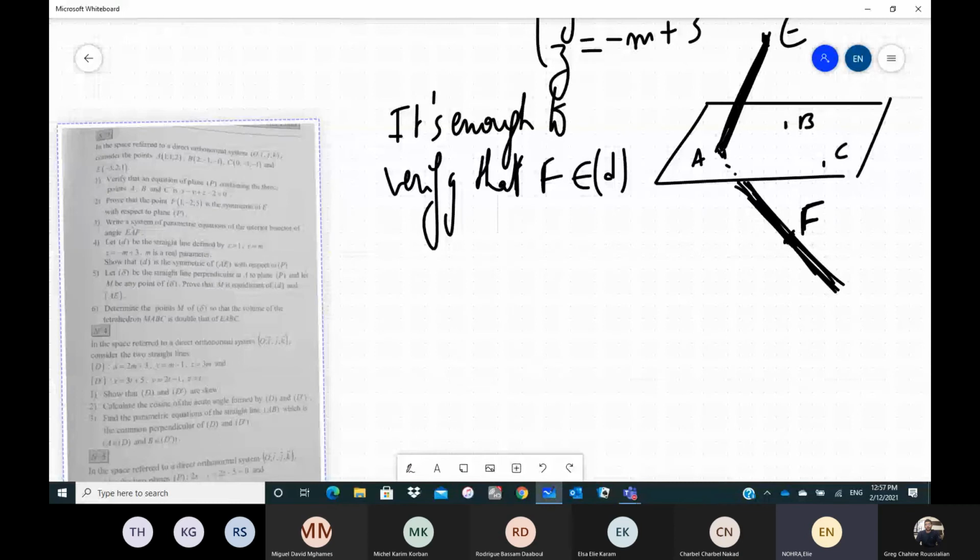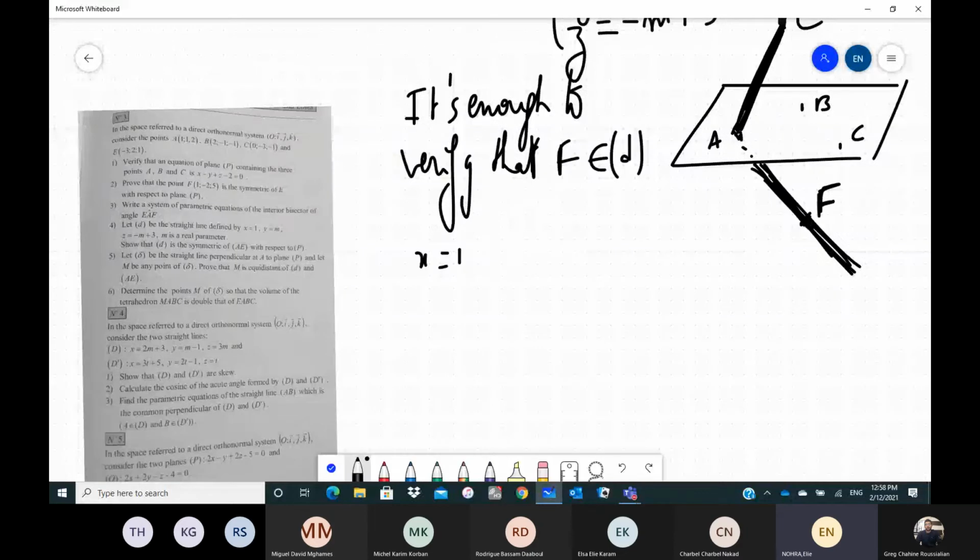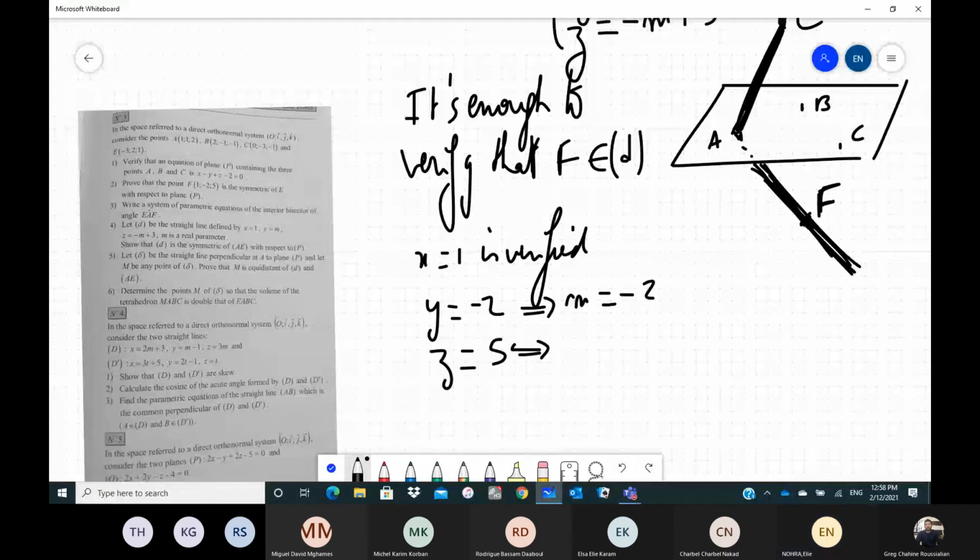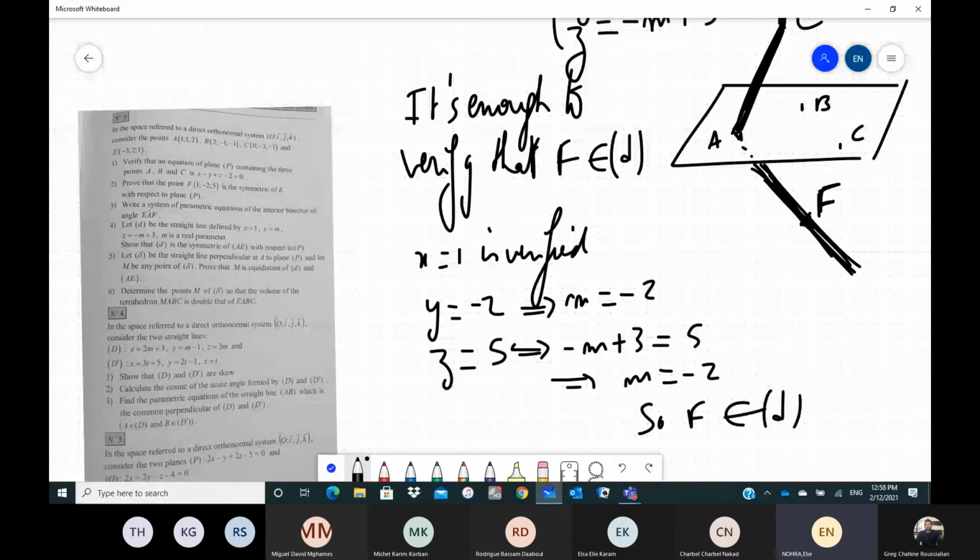F is given and the line D is given. Let's see: for X equals 1 it is verified, right? Now Y equals minus 2 gives M equals minus 2. Z equals 5 gives minus M plus 3 equals 5, so M equals minus 2, which is the same. Did we understand? Yes, sir. So F belongs to the line D.